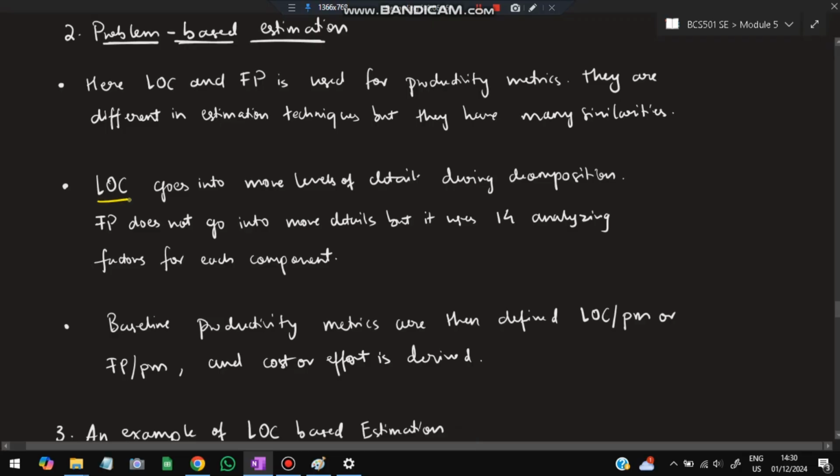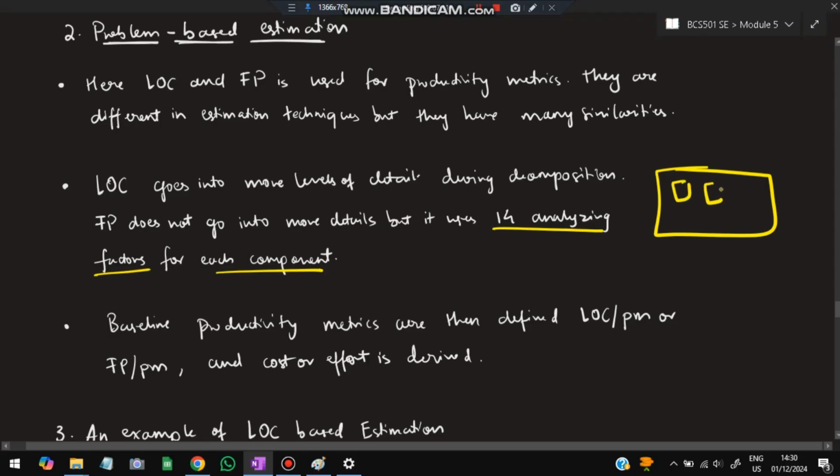So what is LOC? LOC goes into more levels of detail during the decomposition. Decomposition means we divide one project into different parts and go in depth into each part, again and again. But FP does not go into more details; it uses 14 analyzing factors for each component. Here the project is divided into components or functionalities, and each component is analyzed based on 14 factors. That is the difference between LOC and FP.